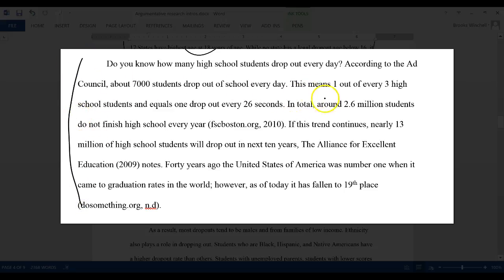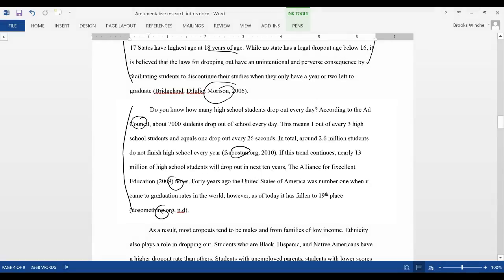And she has several different sources that she uses in here. She cites the Ad Council, she cites FSC Boston, she cites the Alliance for Excellent Education, and she cites Do Something. So she cites 4 sources in this one paragraph to give us several different perspectives on the issue and how big it is in the statistics. So nice statistic paragraph there.